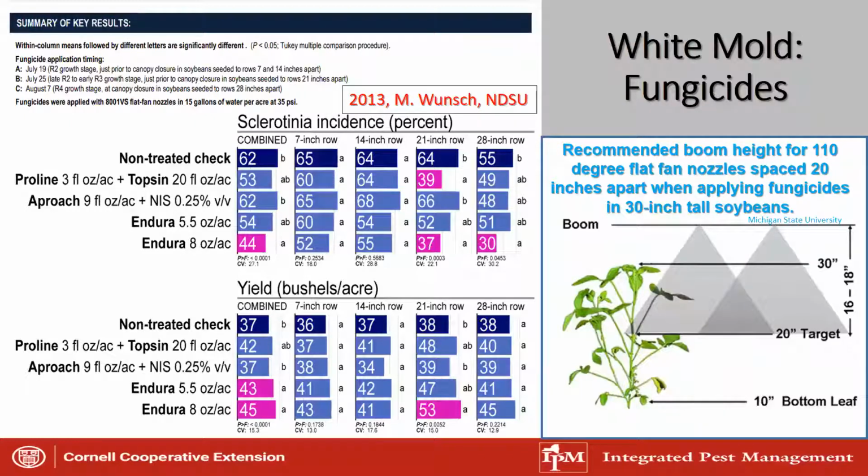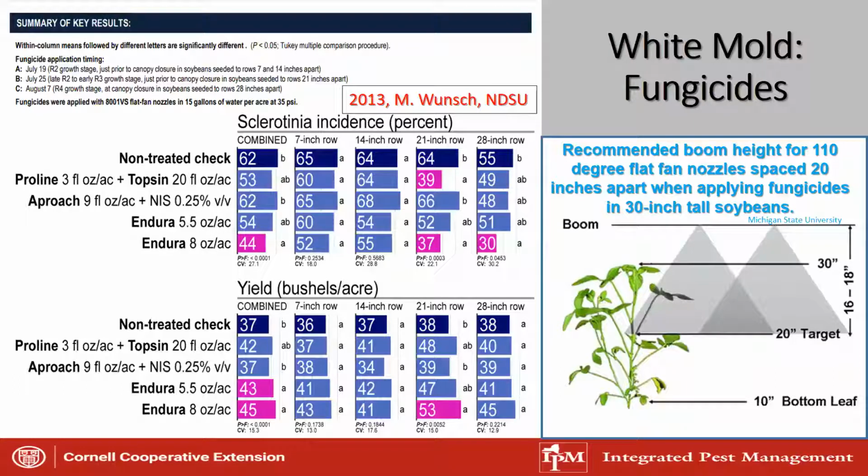And this on the left-hand side, this is a bit of a busy slide. This is from North Dakota State University. There's a lot of information going on in here, but basically these are fungicide trials with a few different products. And the top graph is looking at the disease incidence of white mold. And then the bottom figure there is looking at the effects on yield. And this is based on row spacing. So we see 7-inch, 14-inch, 21, and 28-inch.